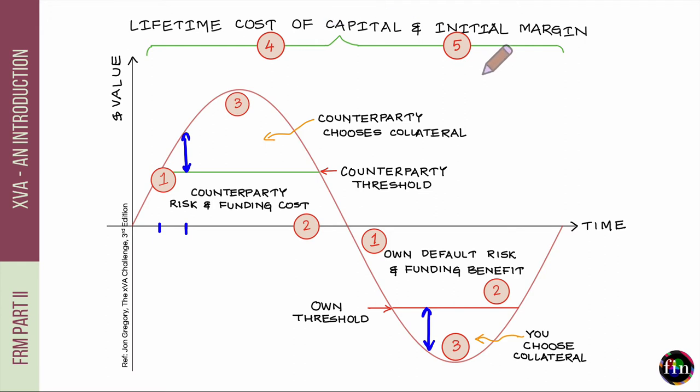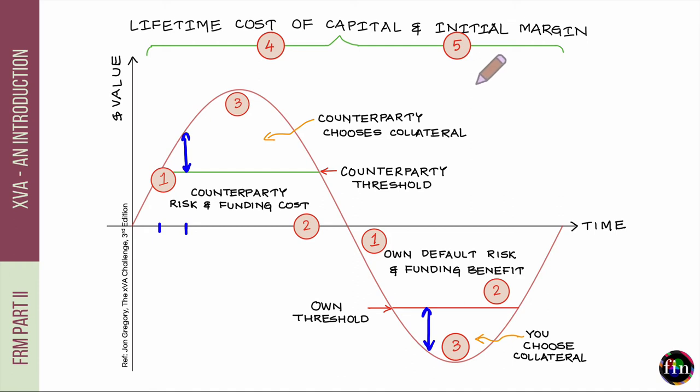Then heading number 5 is the cost associated with initial margin requirement. Initial margin typically is required in exchanges and in central counterparties. But after the financial crisis, new regulation also requires initial margin to be posted for bilateral clearing as well. So bilateral margin requirements now also include initial margin. What is initial margin? Think of it as an extra layer of buffer.